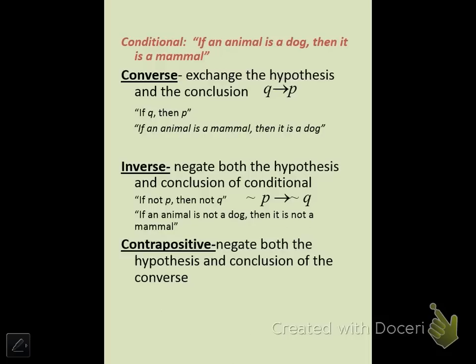Contrapositive. We negate both the hypothesis and the conclusion of the converse, okay? So a converse, again, is when you exchange the hypothesis and the conclusion. So we're going to flip-flop our hypothesis and our conclusion, and then we're going to negate both of them. So prove that they're both wrong. So we're going to flip them, and then we have the little negate sign, so that's that little squiggly. So if not Q, then not P. So if an animal is not a mammal, then it is not a dog.